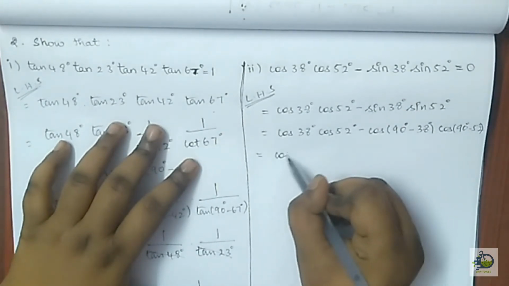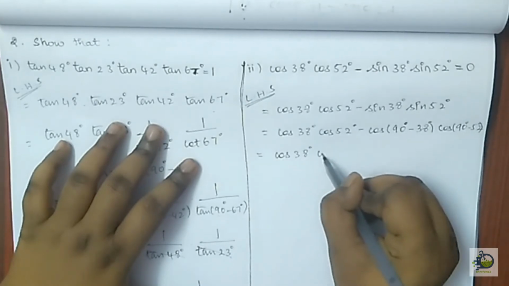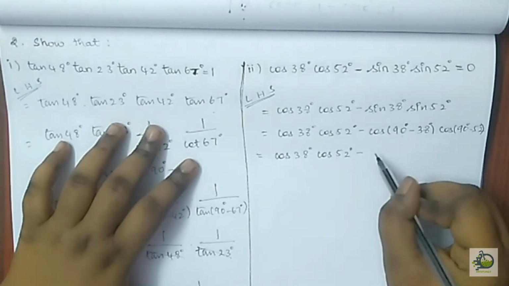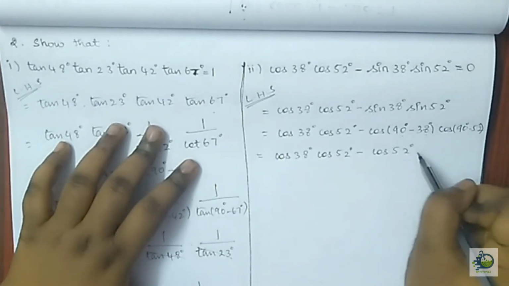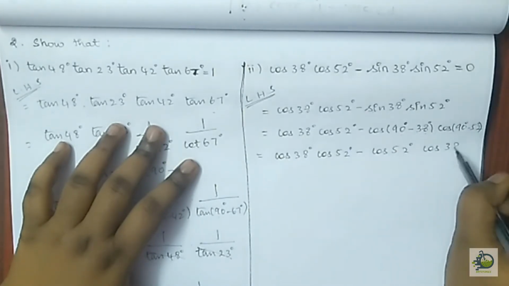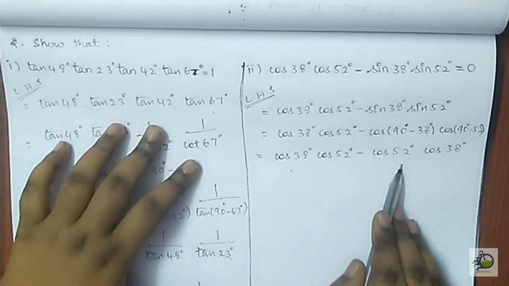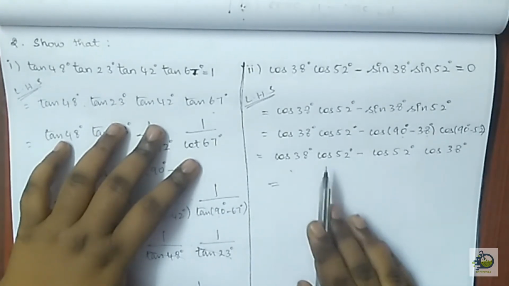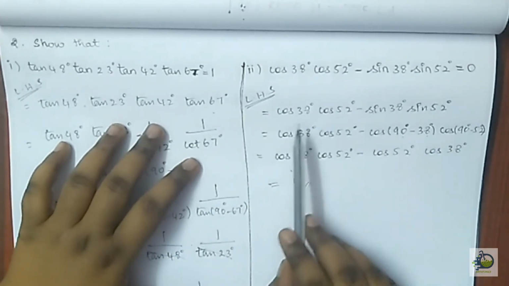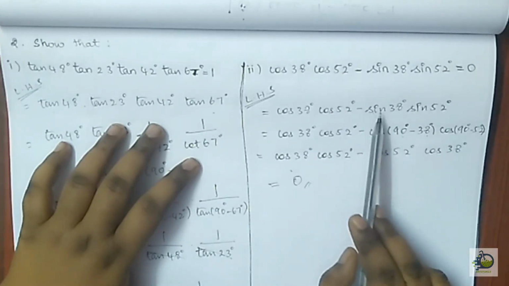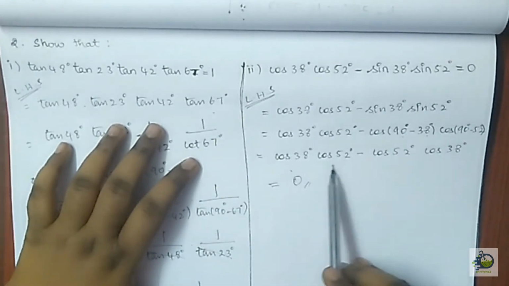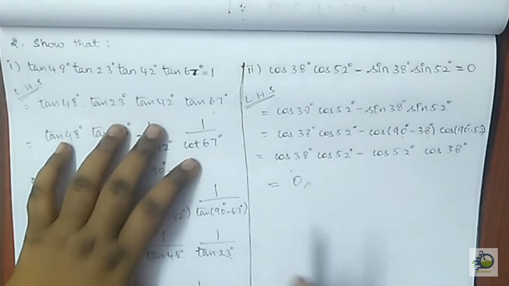Now this can be written as cos 38 degrees cos 52 degrees minus, so 90 minus 38 is 52, so cos 52 degrees. Here it can be written as cos of 90 minus 52 degrees, which is cos 38 degrees. See, both are the same. So when we subtract the same values, it becomes 0. Here we can also change, instead of changing this sin to cos, we can also do it by changing this cos to sin and cancel both of them, and it becomes 0. Both ways can be done.